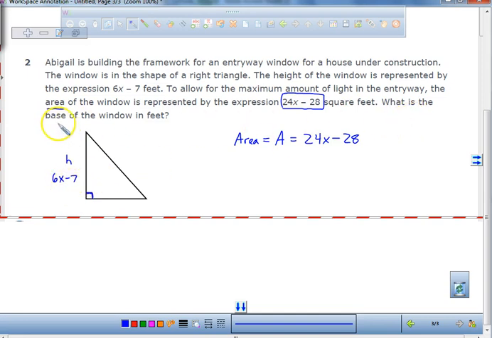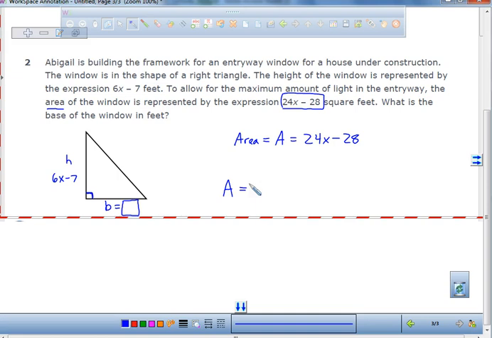What is the base of the window in feet? So right now, put lowercase b. That's what we're trying to solve for. That's what we're trying to figure out. We're trying to figure out what goes there. Does anybody remember the formula for the area of a, that's the formula for the volume of a box. Or rectangle. Length times width is the formula for the area of a rectangle.